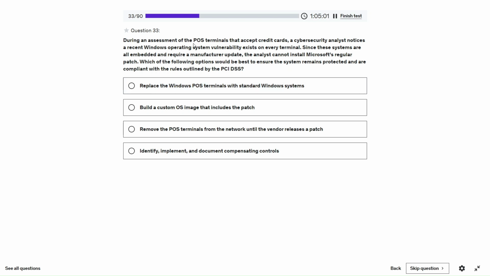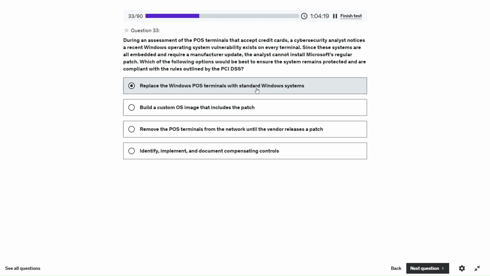During an assessment of the POS terminals that accept credit cards, a cybersecurity analyst noticed a recent Windows operating system vulnerability exists on every terminal. Since these systems are all embedded and require a manufacturer update, the analyst cannot install Microsoft's regular patch. Which of the following options would be the best to ensure the system remains protected and compliant with the rules outlined by PCI DSS? It's a standard for credit cards. So what will be the best answer?